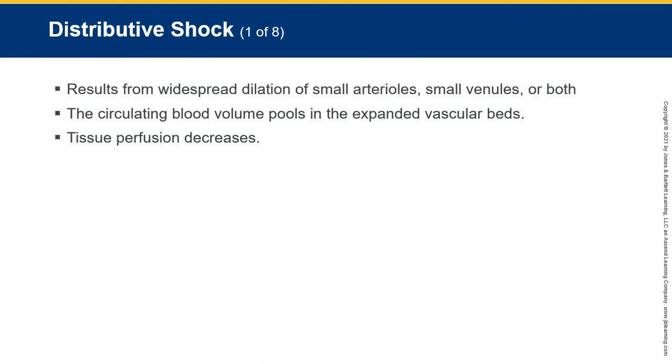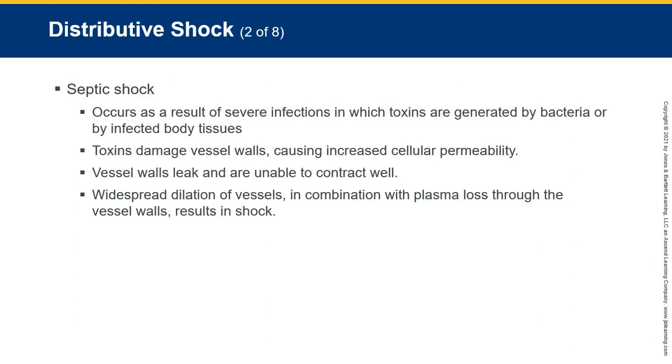And it's the same thing in your cardiovascular system. So all your blood is going to pool in all that expanded space, because there's not as much pressure, there's not as much afterload here. And that means that your tissue perfusion is going to decrease. So one of the types of septic shock or distributed shock is going to be septic shock.